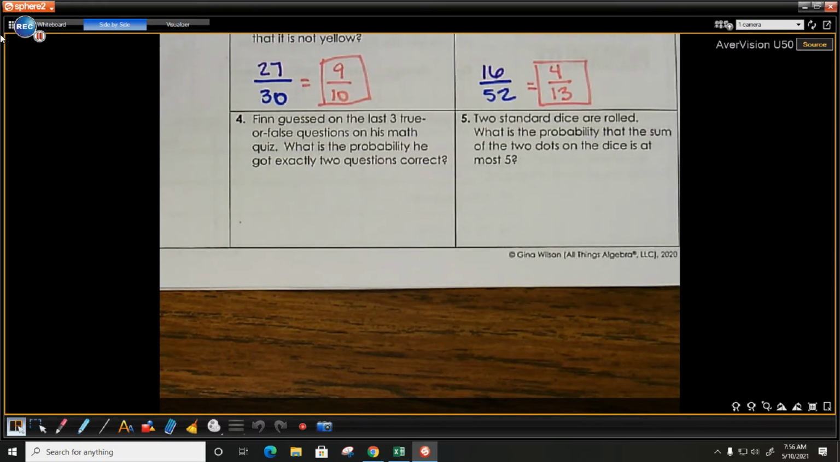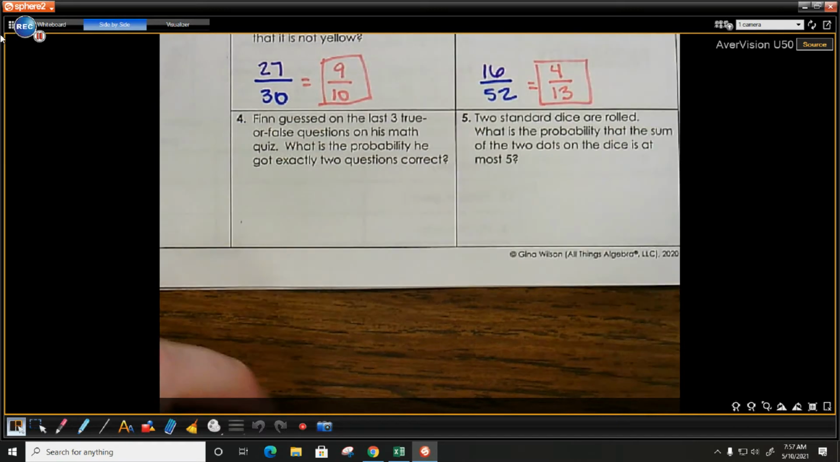Okay, number 4. Finn guessed on the last 3 questions, true or false questions, on his math quiz. What is the probability he got exactly 2 questions correct? Okay, so first of all, let's figure out what are the possible number of outcomes.